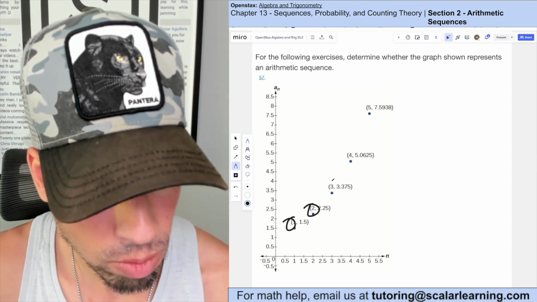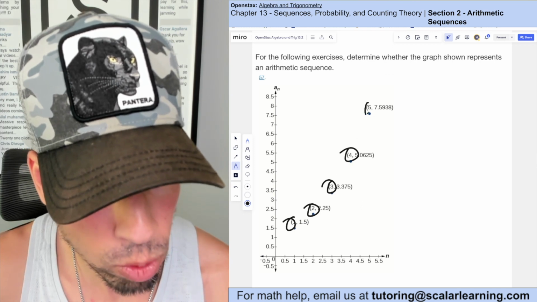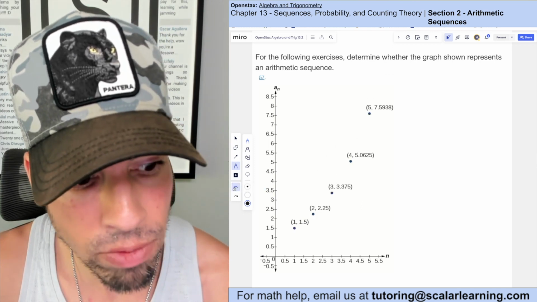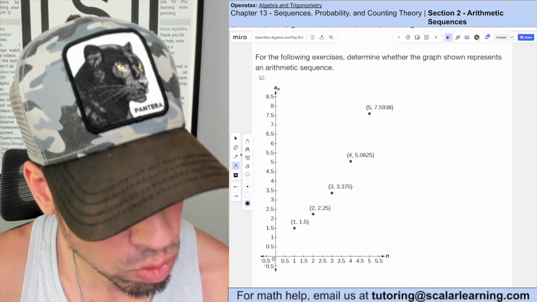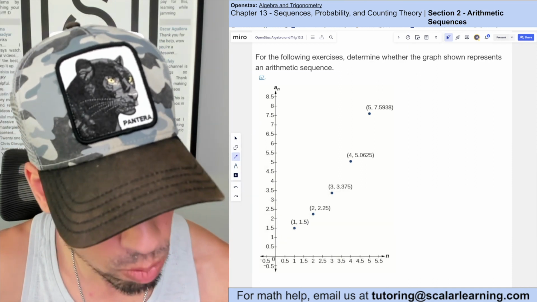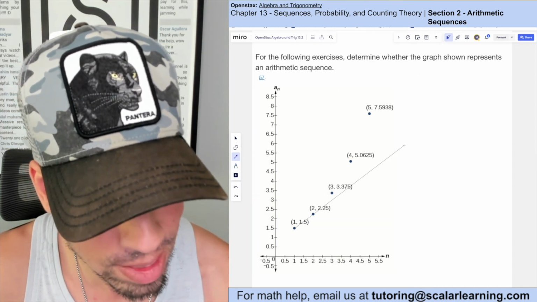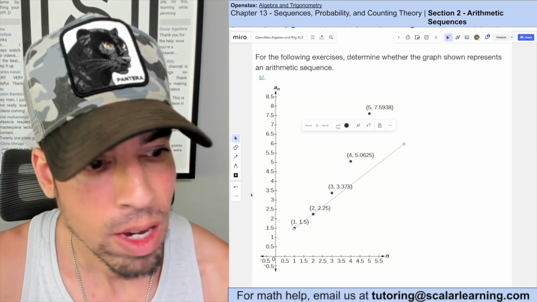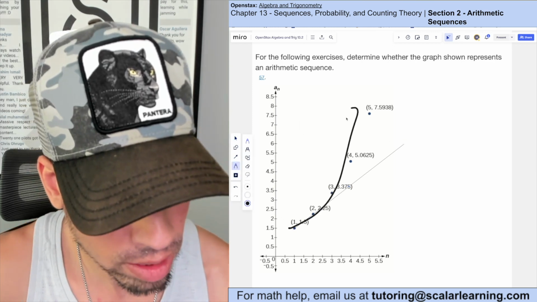is the n, right? That's the first term, second term, third term, fourth term, and fifth term. Now, right from the look of it, if this is going to represent an arithmetic sequence, this is what we should see with the points. We should see a nice line. It should be linear. This instead looks like it's exponential.